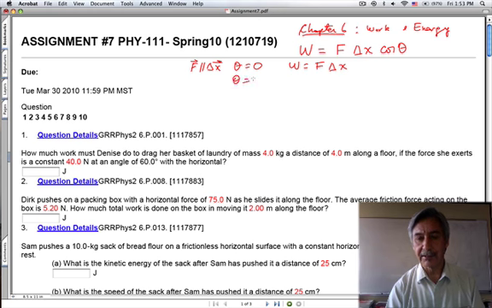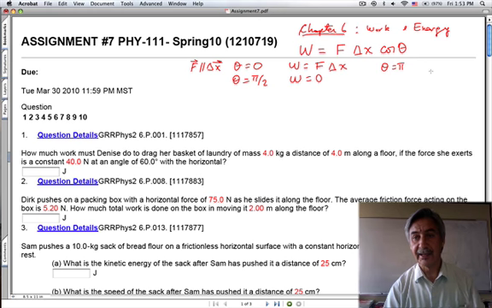If the angle is 90 degrees, then the work is 0. And if the angle is 180 degrees, when they are anti-parallel, then the work is certainly negative and is given by minus F times this.